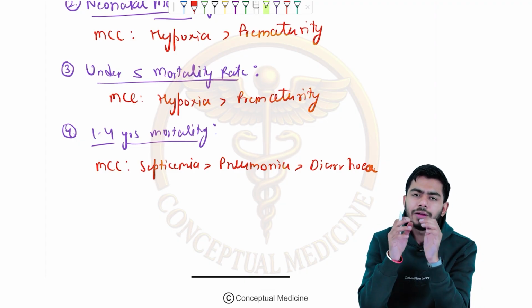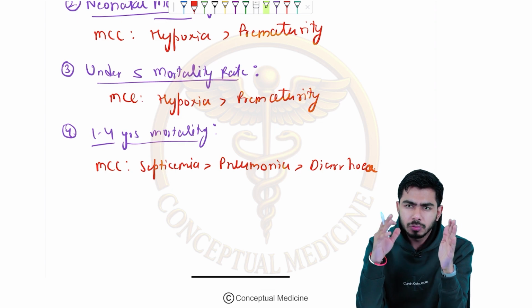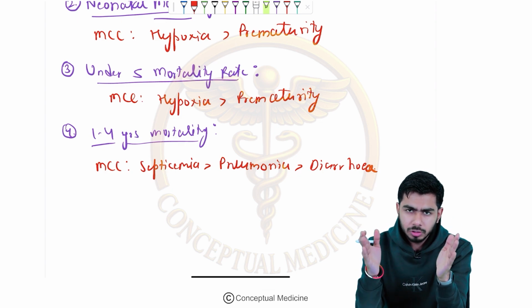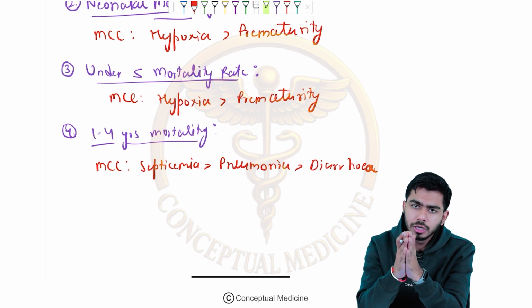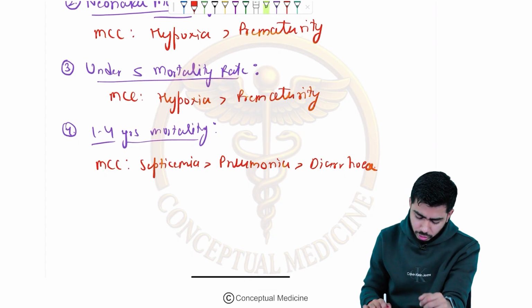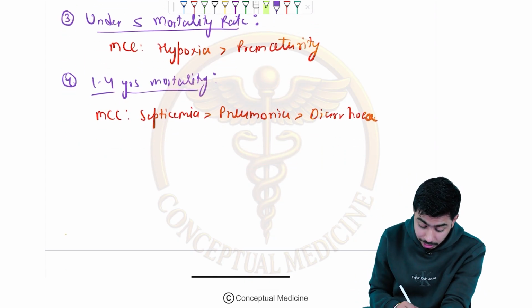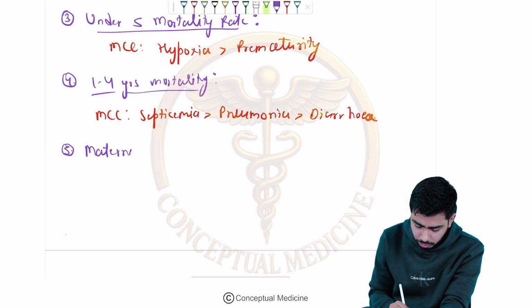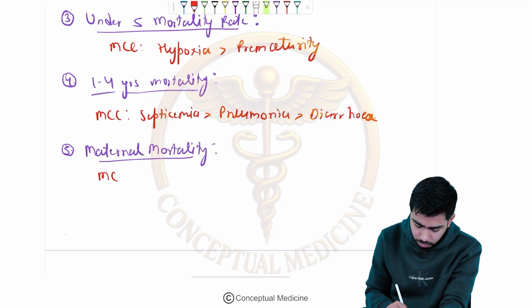Now, if you guys remember, I have talked about the maternal mortality ratio and the maternal mortality rate, right? We have talked about the differences between these two terms as well. Now, what are the most important causes for the maternal mortality? From the gynae side also it is very, very important. So for maternal mortality, what is the most common cause?